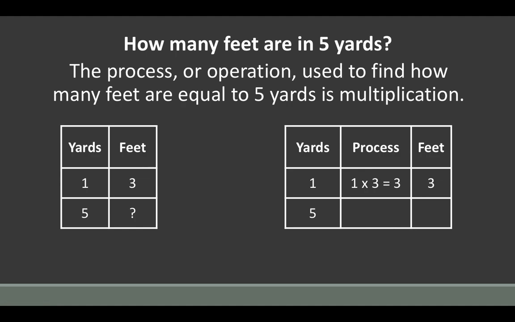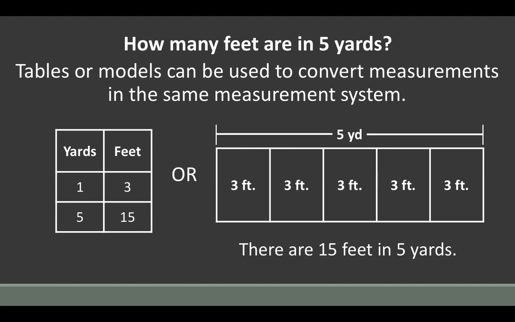So just like we said, the process or operation used to find how many feet are equal to 5 yards is multiplication. And just like our previous screen, we found that 5 yards multiplied by 3 feet each is 15 feet total. Tables or models can be used to convert measurements in the same measurement system. So there are 15 feet in 5 yards.